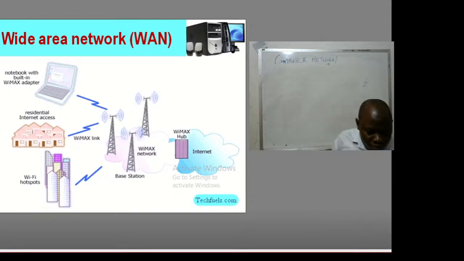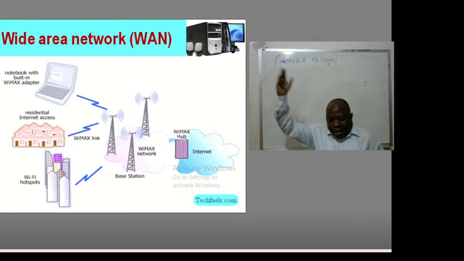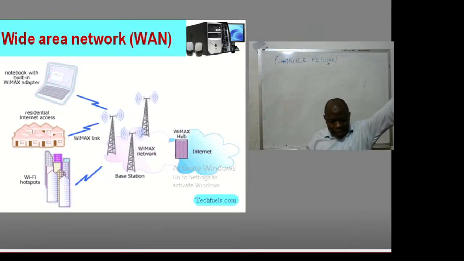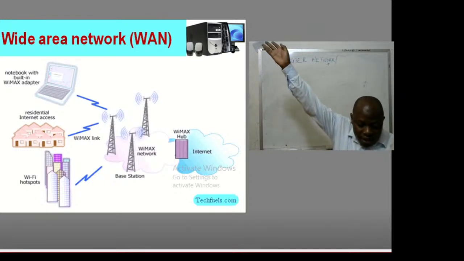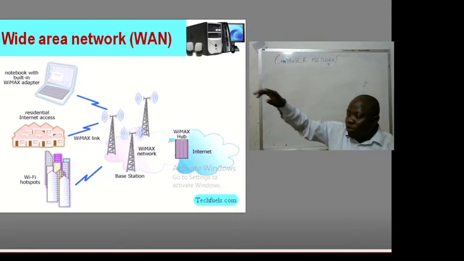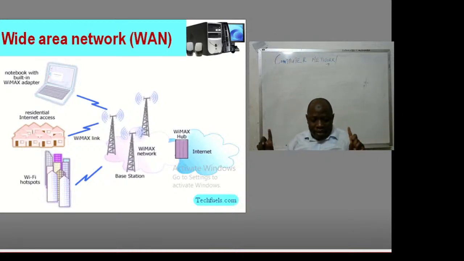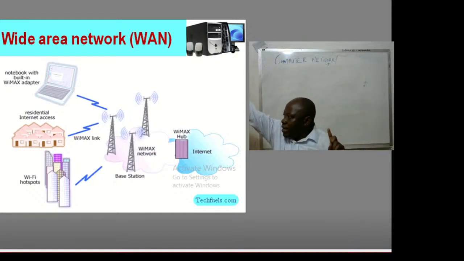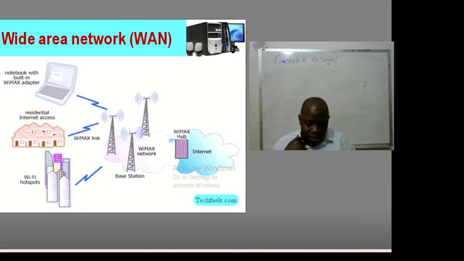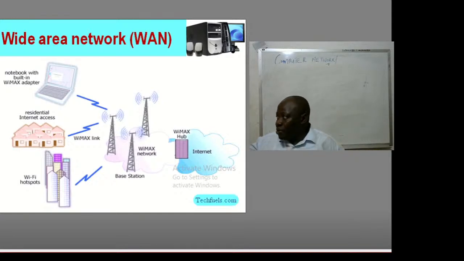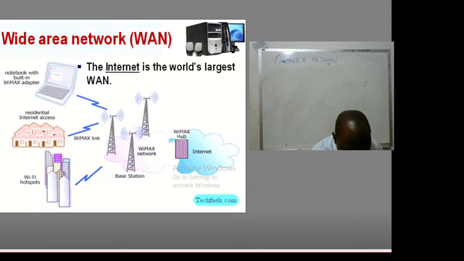When you see a notebook with a built-in WiMAX adapter, it connects onto an internet connection somewhere, then it connects to residential internet access. Then there is a wireless Wi-Fi spot somewhere. Again, those we are linking up, and that is what we call a wide area. It connects from one network to another network until it gets to another network. Others are private, but we are using what we call public networks in order to connect the networks, what we call the WAN.